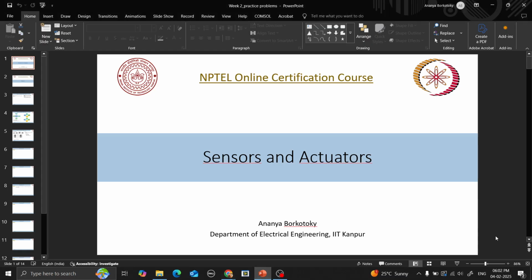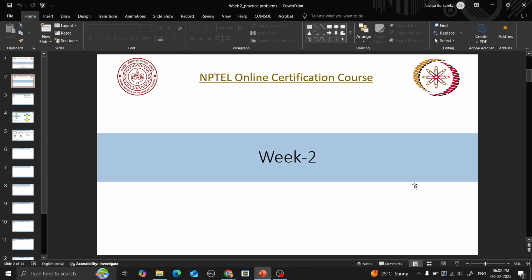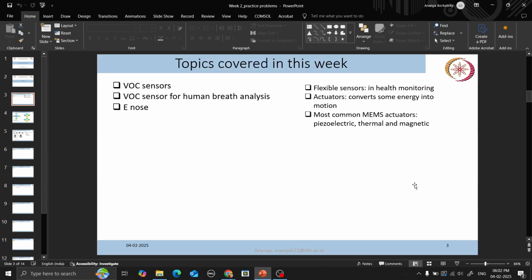I hope my screen is also visible. So this course is sensors and actuators. In this course we talk about sensors and actuators, their design, the basic working mechanism as well as their fabrication, which is also very important. And in this week 2, most of the lectures were on fabrication of these sensors. So let's start the session with a brief overview of the topics that were covered in this week.